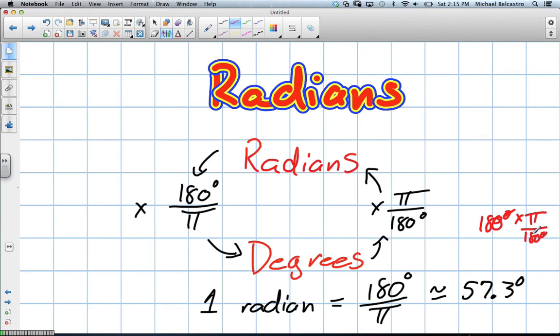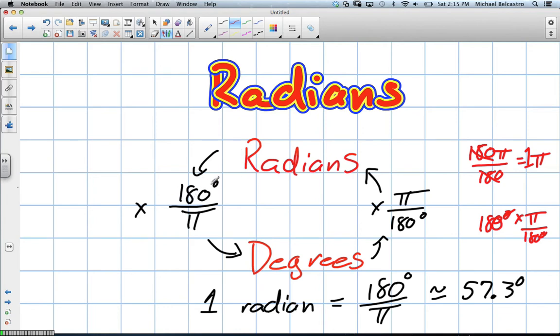Do you know what that's going to become? Well, it'll become 180 pi divided by 180. The 180s cancel out, and we're left with just pi. So in other words, we have 1 pi radians. Okay, and we're going to talk about how that fits in a circle.